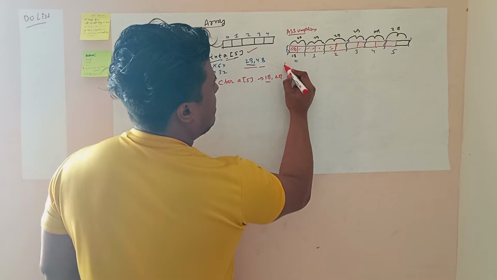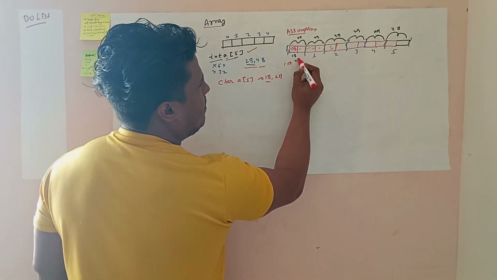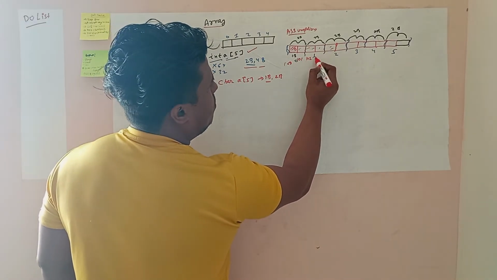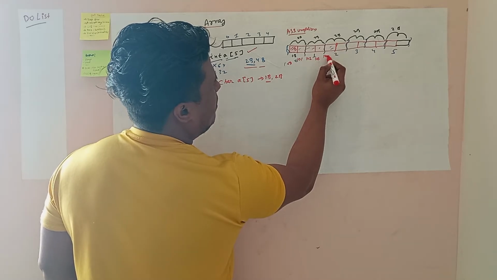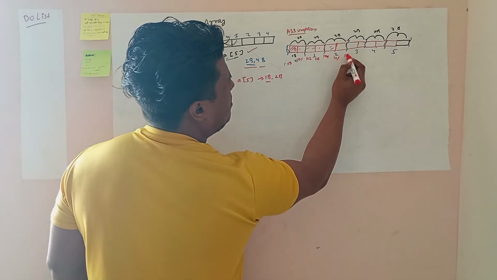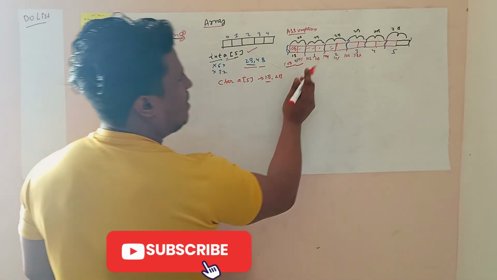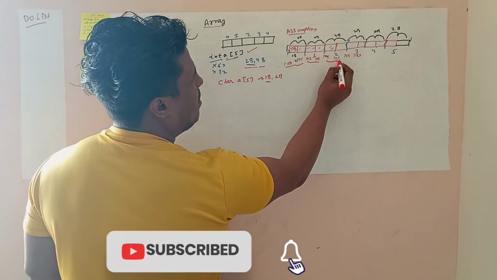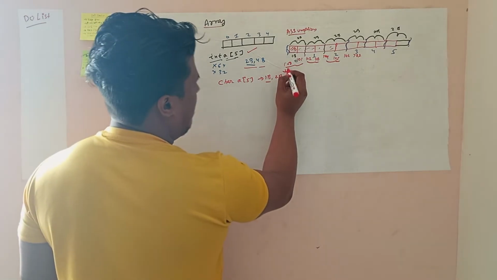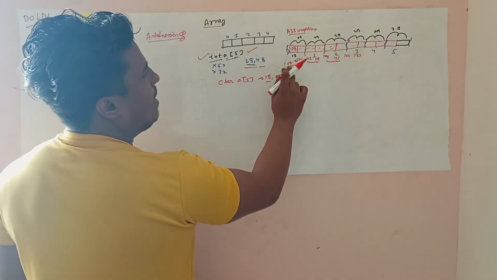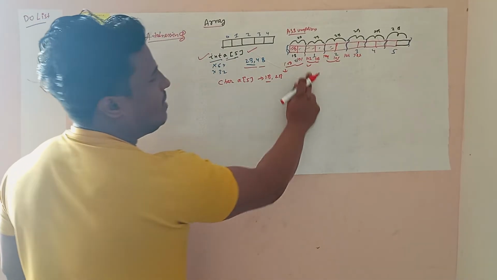Now suppose the base address starts at 101, a continuous block of memory: 102, 103, 104, 105, 106, 107, and so on. Each is one block. So the first address is 100. Suppose I consider int. Then the second address of the array will be 102.